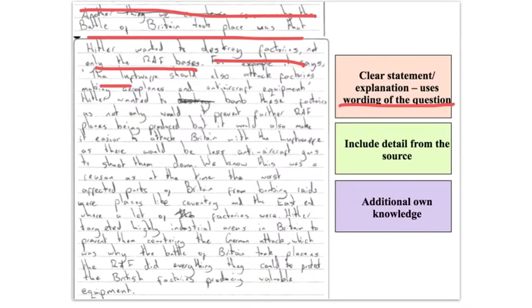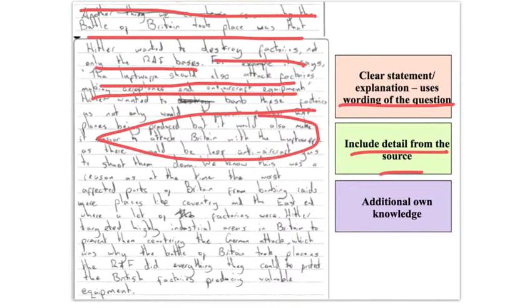For example, it says the Luftwaffe should also attack factories making aeroplanes and anti-aircraft equipment, including detail there from the source. Hitler wanted to bomb these factories, as not only would this prevent further RAF planes being produced, but it would also make it easier to attack Britain with the Luftwaffe, as there would be less anti-aircraft guns to shoot them down. So this here is the explanation.